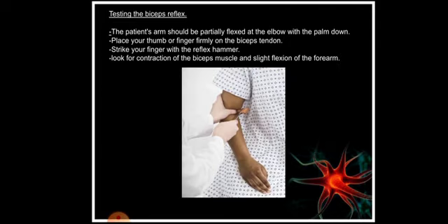So what is the biceps reflex? The patient's arm should be partially flexed at the elbow with the palm down, and place your thumb or finger firmly on the biceps tendon. Strike your finger with the reflex hammer. Look for contraction of the biceps muscle and slight flexion of the forearm.